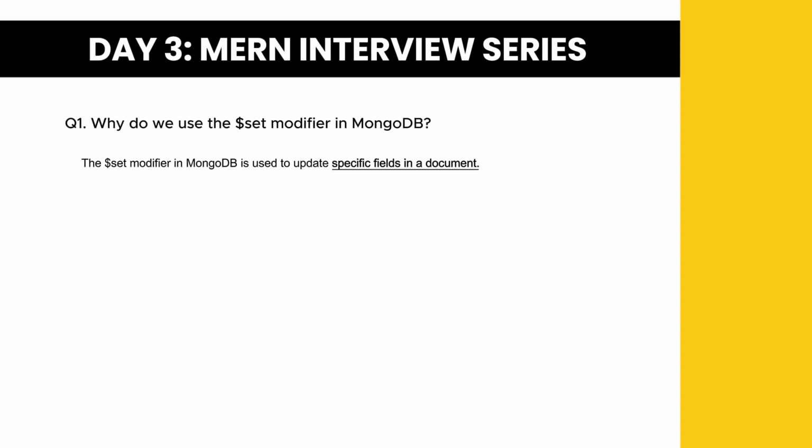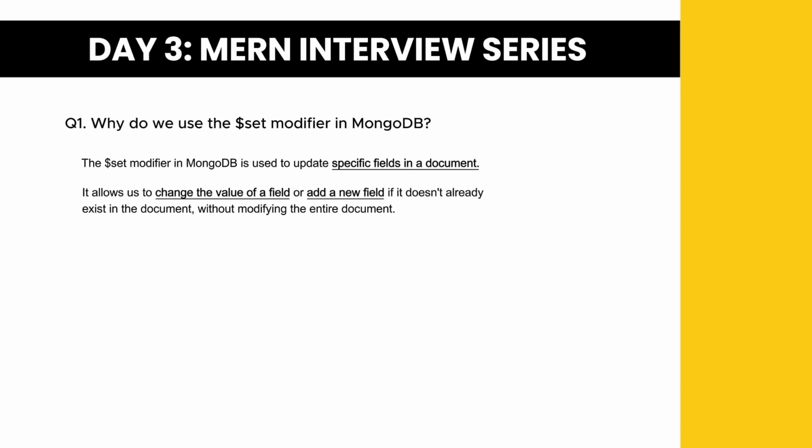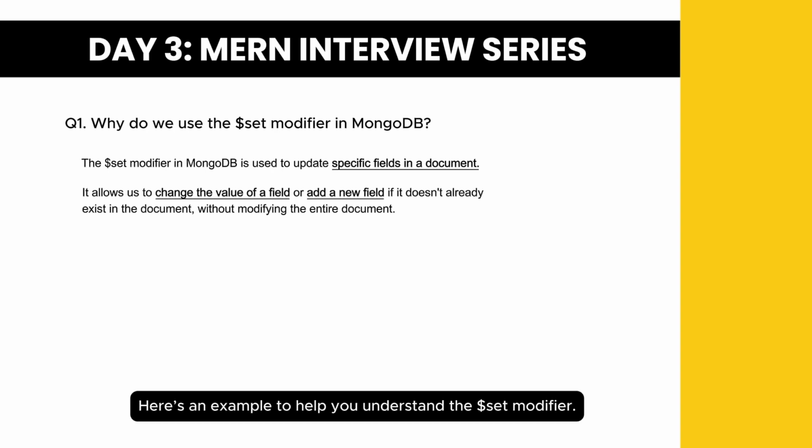The set modifier in MongoDB is used to update specific fields in a document. It allows us to change the value of a field or add a new field if it does not already exist in the document without modifying the entire document. Here's an example to help you understand the set modifier.